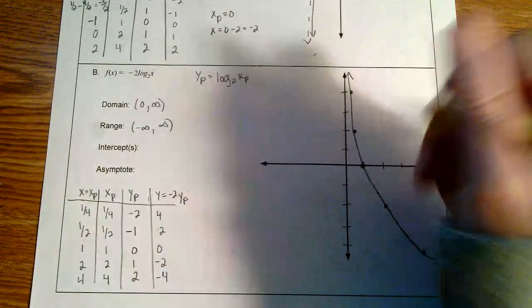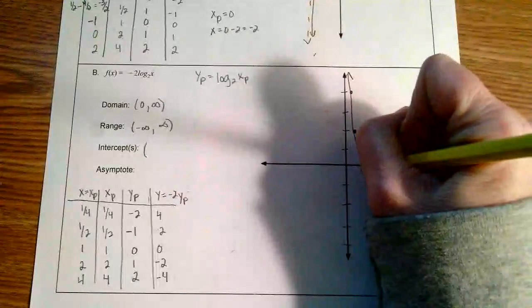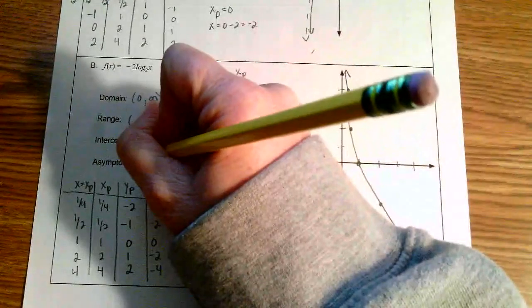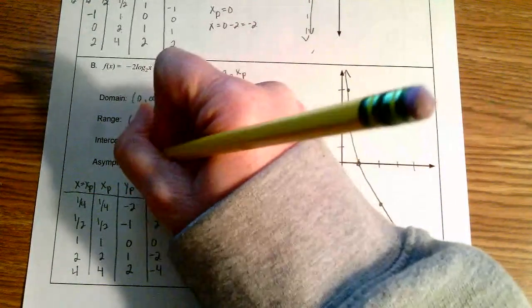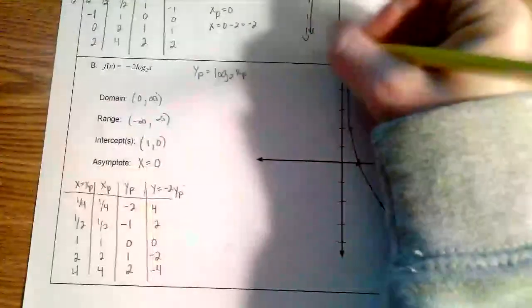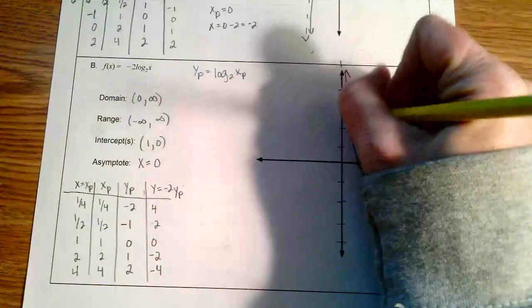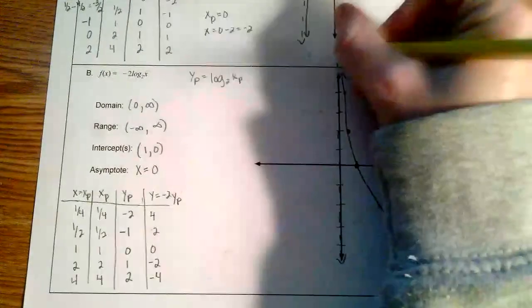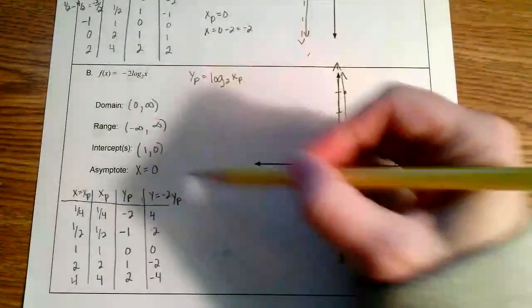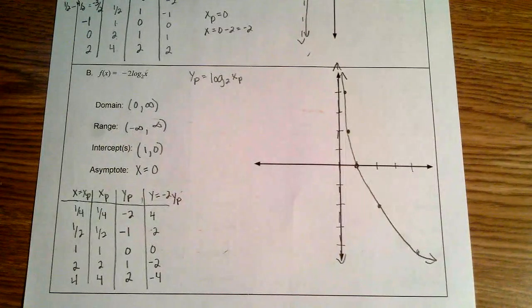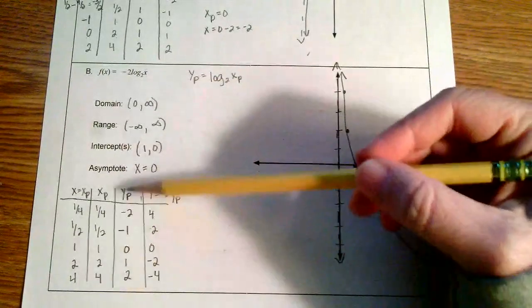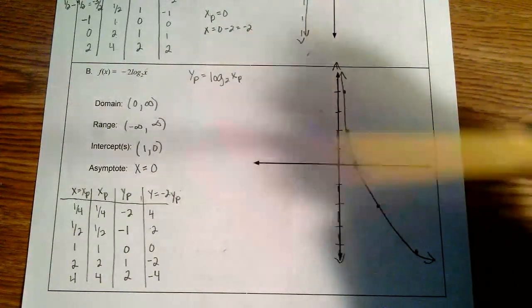My intercept this time, I have one at 1, 0, and I can see that my asymptote is at x equals 0. So I'm going to draw that in as well. So if you are having questions about how I'm coming up with these tables, please go back and look at your transformation notes because we're using the same method, okay? The only thing that's new is our parent function is now this logarithmic base 2 function, okay?